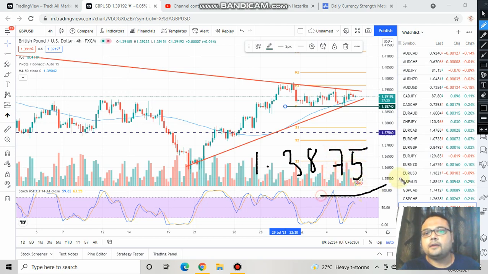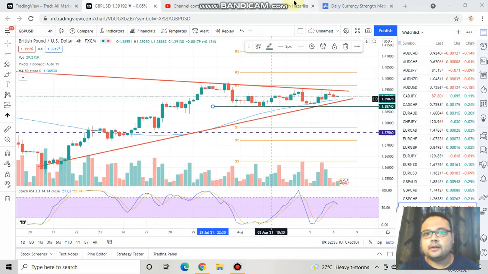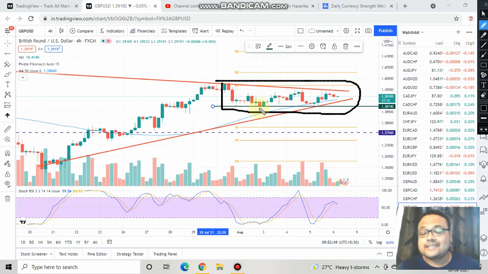1.3875. Though the market is in a downtrend right now, if we just consider this portion of the market, we can easily see that there is no volatility and the market seems to be sideways.